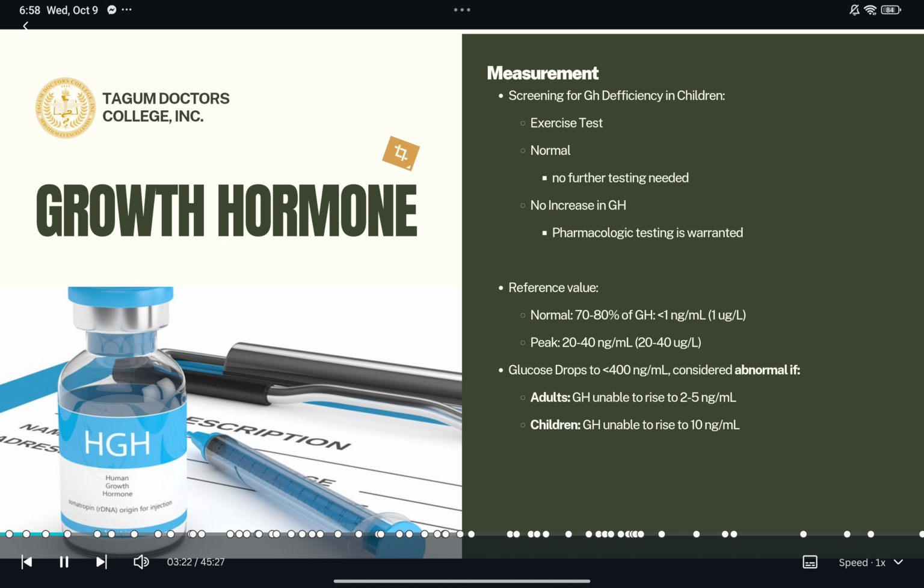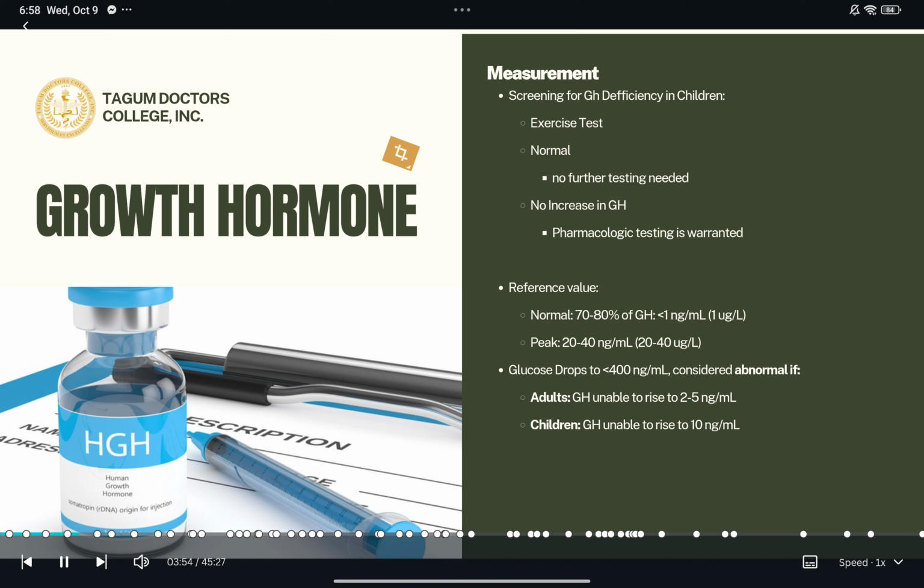Screening for growth hormone deficiency in children would be through the exercise test. If it's normal, then no further testing is needed, and if there's no increase in growth hormone, then pharmacologic testing is warranted. The reference value for growth hormone in normal levels would be less than 1 nanogram per ml, or less than 1 microgram per liter.